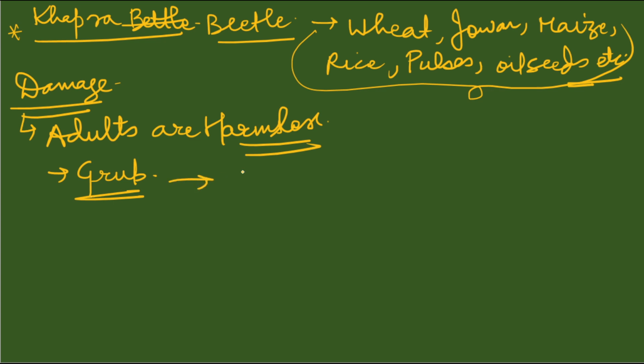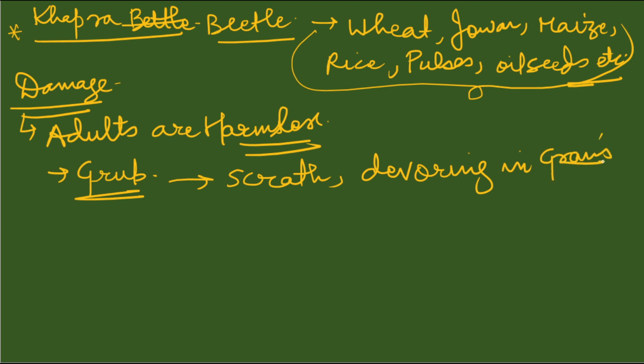What they will do, they will scratch the grains. You will see scratching in the grains. They will devour the grains. Devouring in the grains can be found. So this is how the grub attacks. Again, you will see some kind of hollowness, and a powdery appearance can also be seen sometimes. So these are the common things. It will also lead to excessive molting of grains.